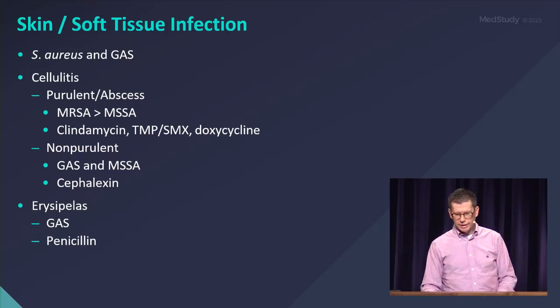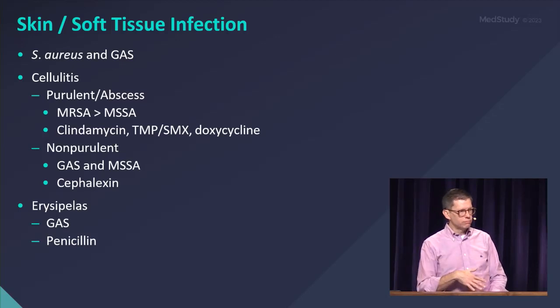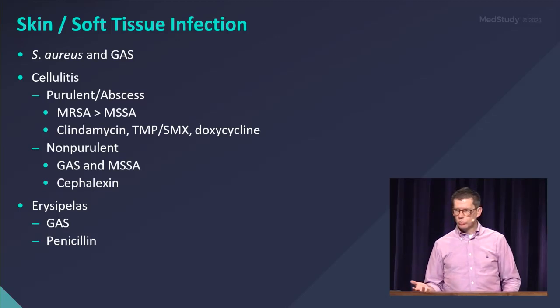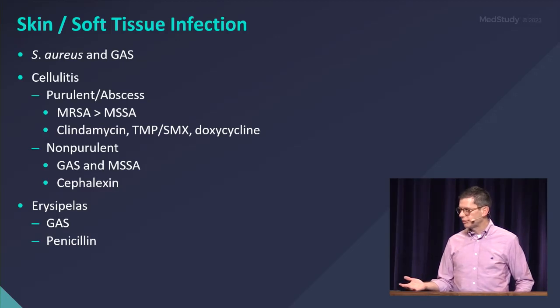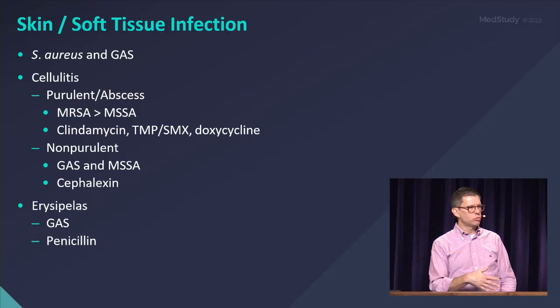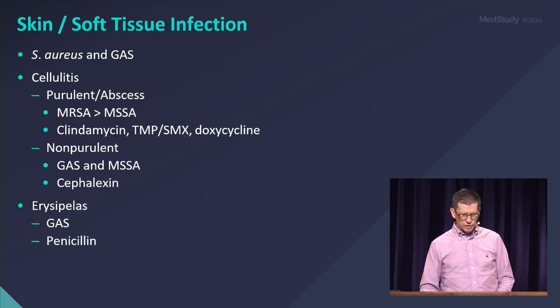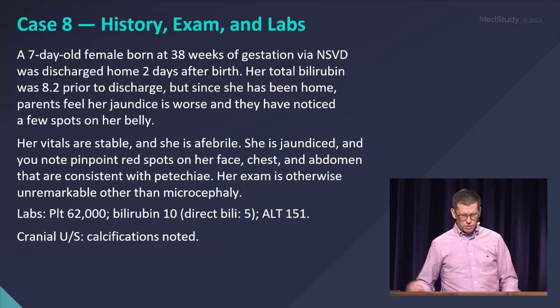Treatment is usually Clenda, TMP-SMX, or doxy. Non-purulent, think more group A strep. Sometimes MSSA can do it as well. Fortunately, you can use a first-generation cephalosporin to cover both of those. And then erysipelas, which this case is group A strep, in which case you can use penicillin. All right, so we'll get off skin, soft tissue for the moment.